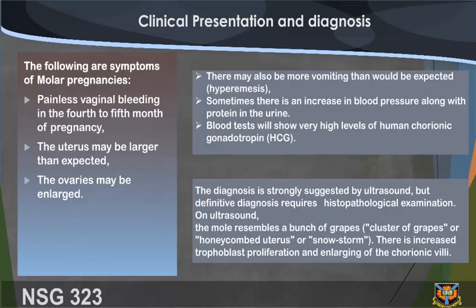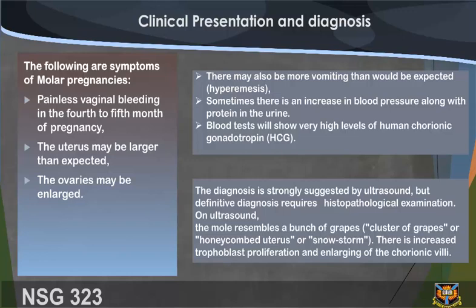Clinical presentation and diagnosis. The following are symptoms of molar pregnancies. Painless vaginal bleeding in the 4th to 5th month of pregnancy. The uterus may be larger than expected. The ovaries may be enlarged. There may also be more vomiting than would be expected, hyperemesis. Sometimes there is an increase in blood pressure along with protein in the urine. Blood tests will show very high levels of human chorionic gonadotrophin, HCG.